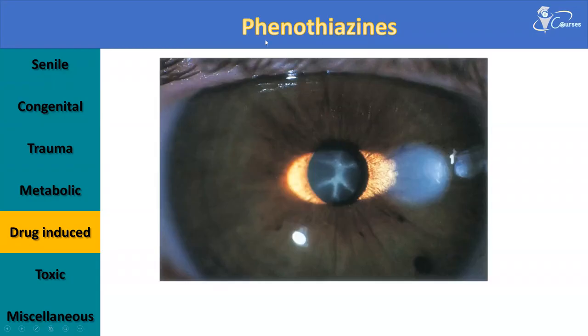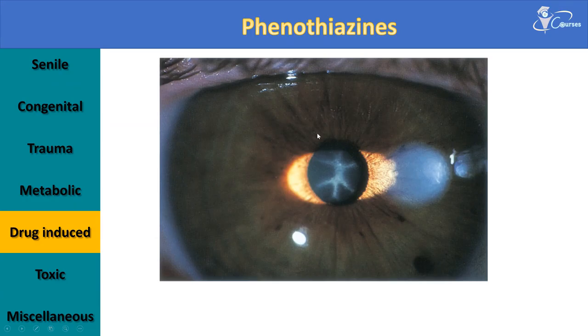Another important drug which is asked in the exam is the phenothiazines. The phenothiazines are antipsychotic medications. They will cause some pigmented deposits in the anterior lens epithelium with axial configuration. Anterior lens opacities with axial configuration. So the crystals or the deposits of these phenothiazines occur at the anterior lens capsule. So the location is important, asked before in the exams.